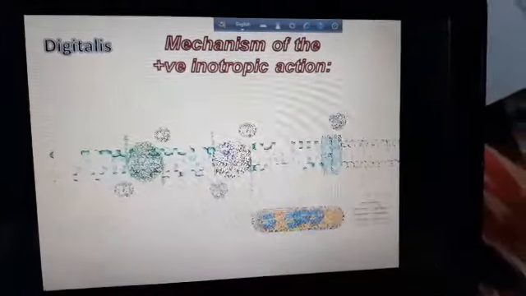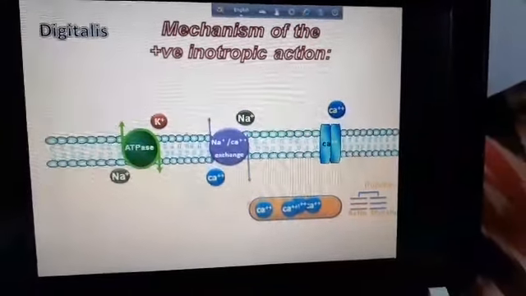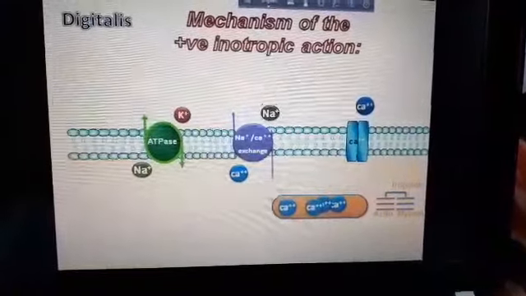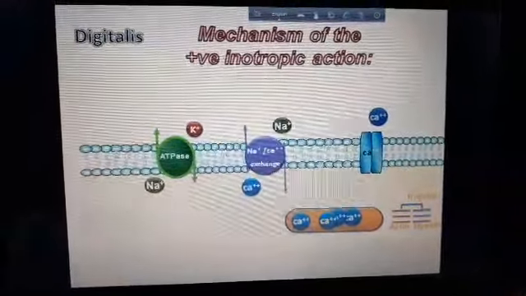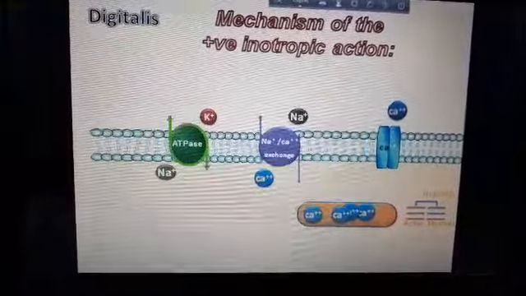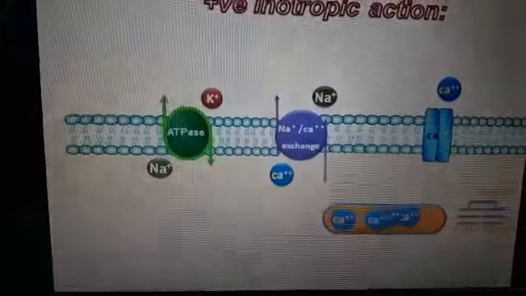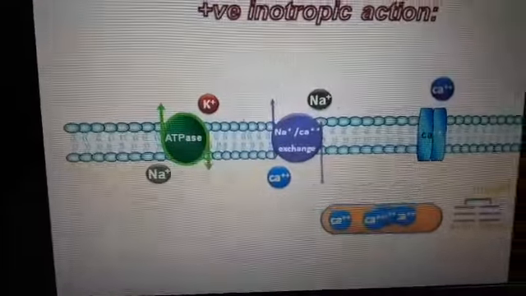So now you have to understand the mechanism of action of digitalis, of the cardiac glycoside. So look here. This is the normal cardiac myocyte, and there is a sodium potassium ATPase pump, and there is a sodium calcium exchanger, and inside there is a sarcoplasmic reticulum where calcium is stored.